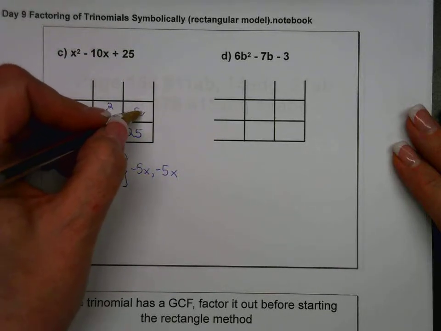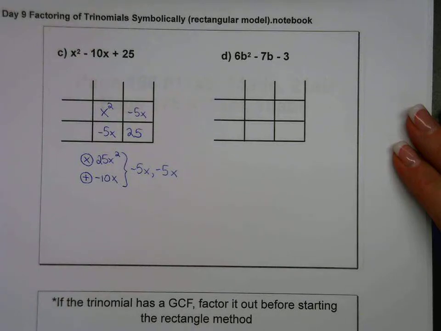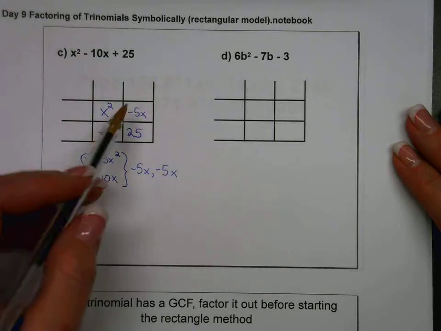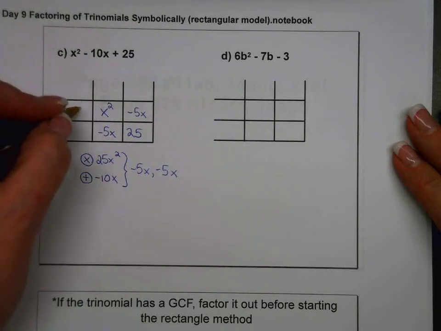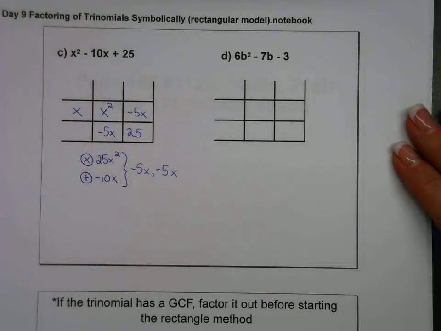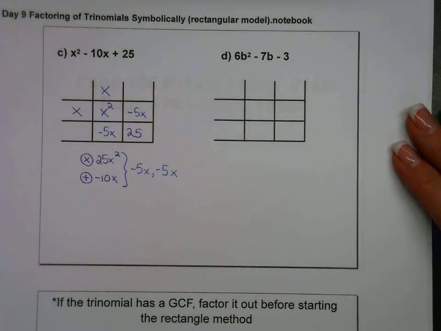Place those in and repeat what we've done before. Looking at the top row, I'm going to remove a greatest common factor of x. Logic now, because length times width is equal to area, these two have to multiply to give me the x squared. I have to put an x here.